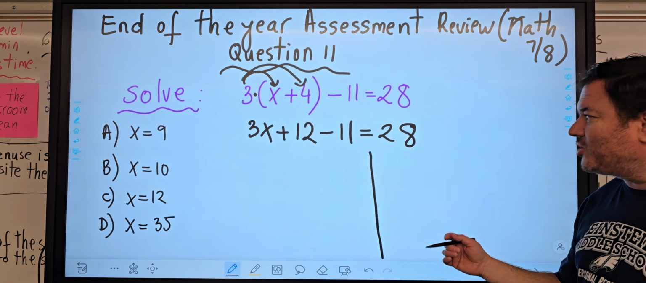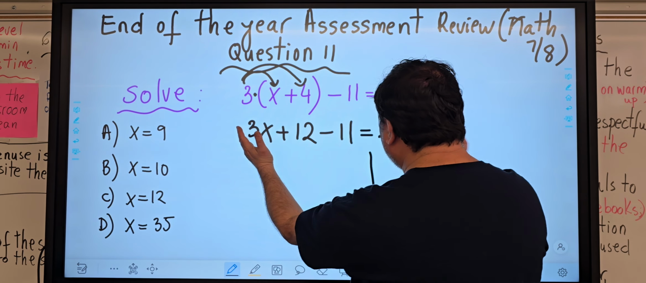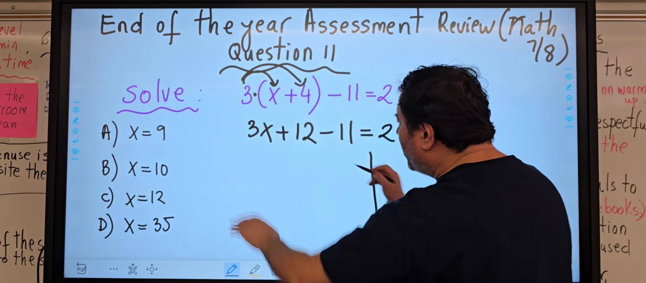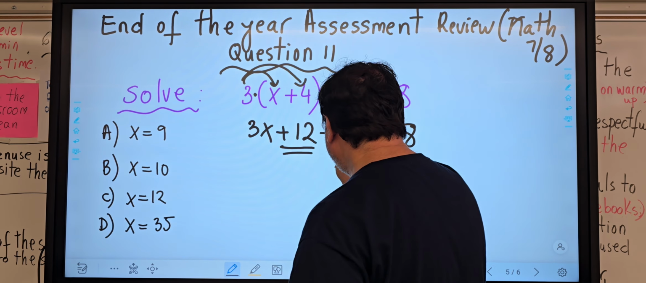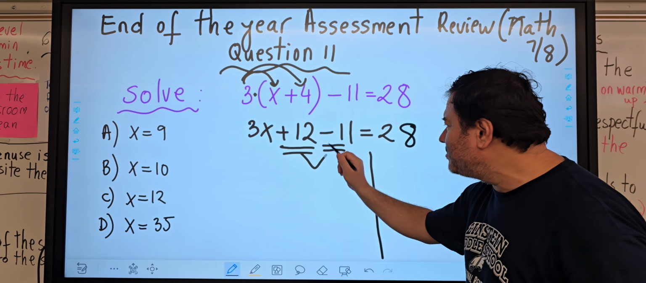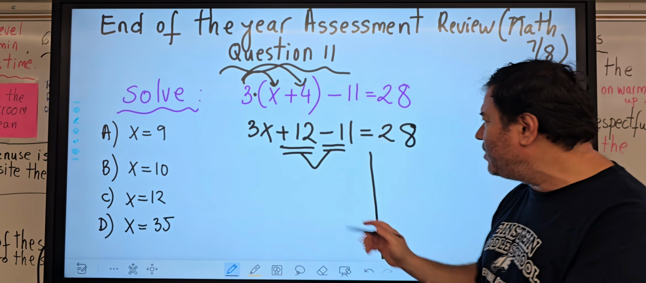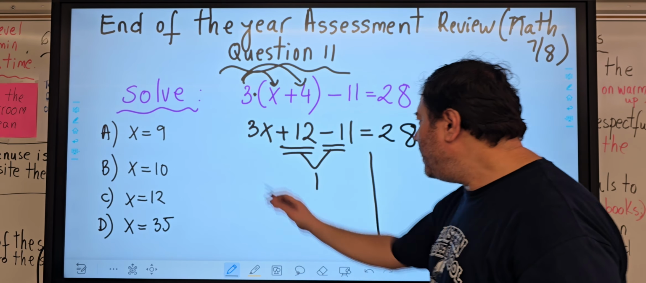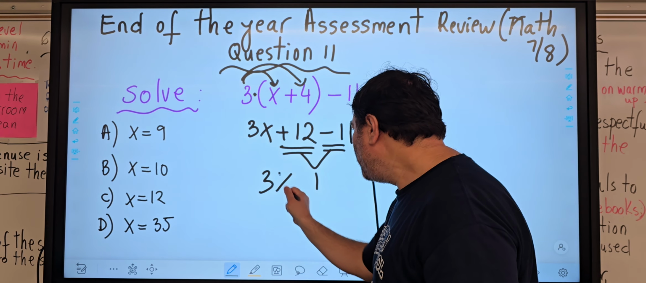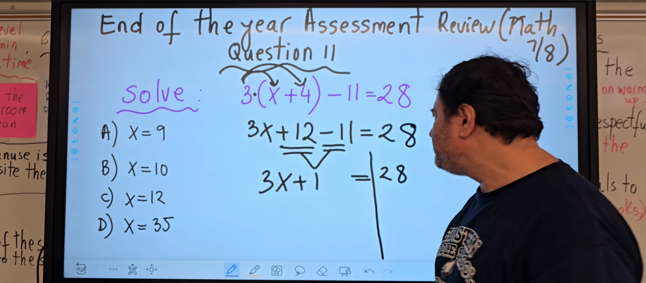Now let's combine the like terms. So like terms have to be on the same side of the equal sign. So we see here that 12 and negative 11 are like terms. Therefore, we can combine them together. We can simplify it. So if we have 12 and take away 11, we just have the 1. And then we have 3x plus 1, and that equals 28.